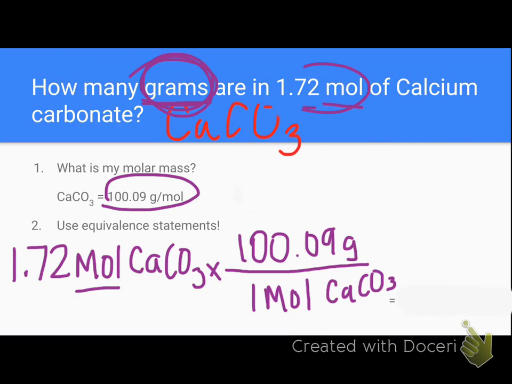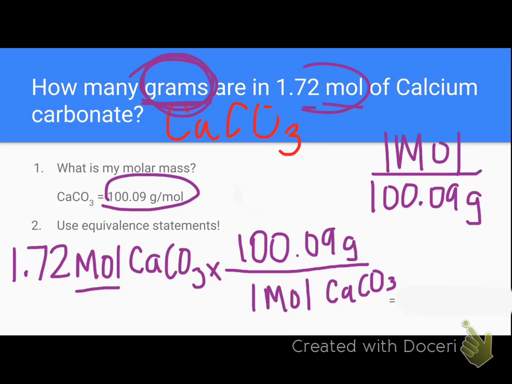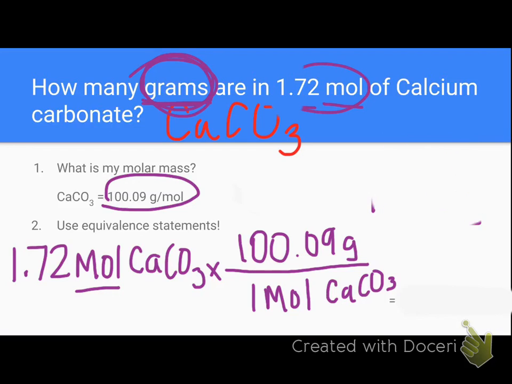Now, if you needed this to be flipped and you needed grams to be on the bottom, it's just fine to write it like this: 1 mole, 100.09 grams. That's the same thing. You work it just like you do with dimensional analysis. Just flip your values so you can get the units to cancel that you need to get to cancel.